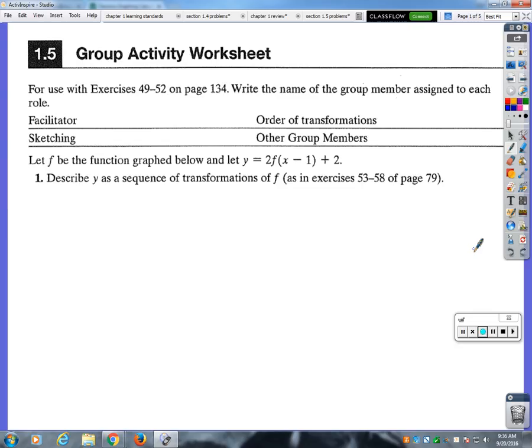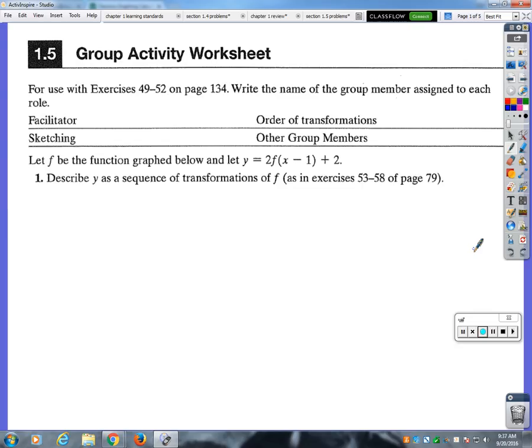Okay. This is the group worksheet I gave you? Okay. I will give them back to you, but we'll just go through it so you'll know. Okay, describe y as a sequence of transformations of f. Funny thing, we only started the first half of section 1.5, and so we didn't talk about this stuff yet. Okay, but we'll just take this as a little introduction because you've seen this before, a little bit of a review, and then we'll go through this more formally in the section notes and then have an assignment on it.